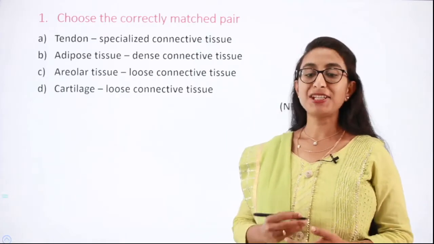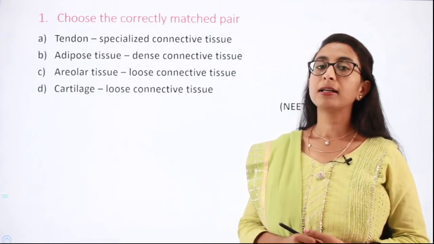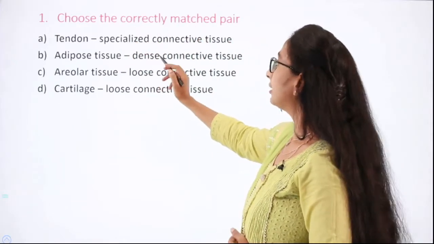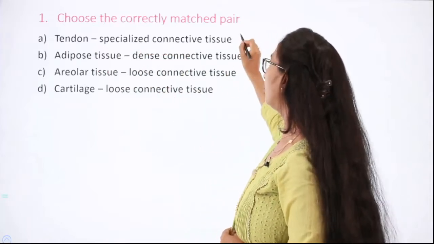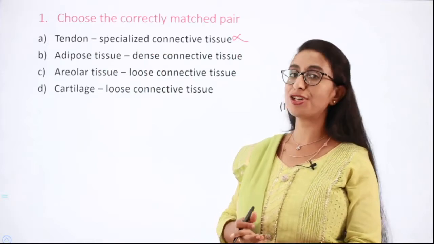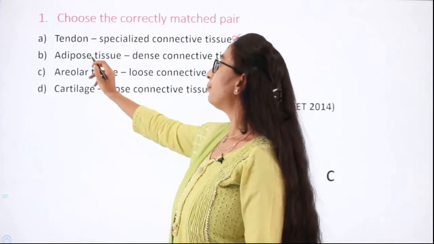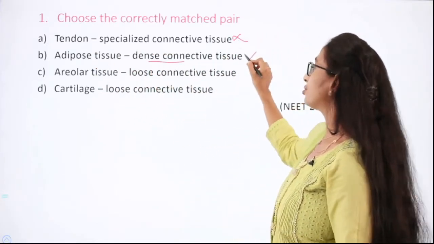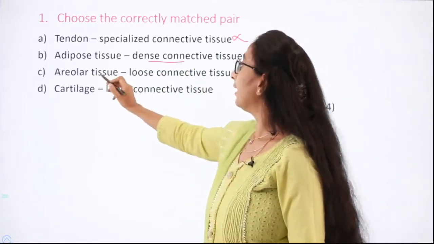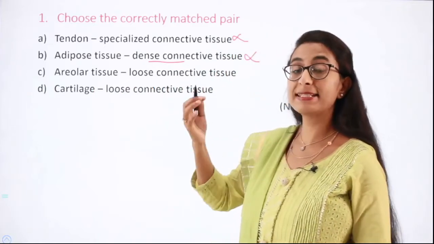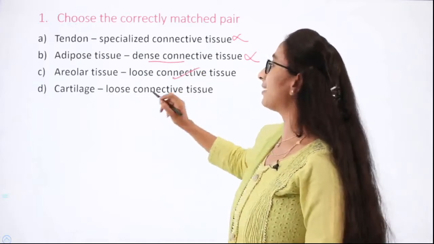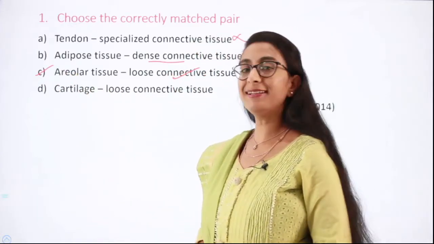Choose the correctly matched pair. They are asking us to choose the correct pair. So, tendon is a specialized connective tissue? No. What are the specialized connective tissues? Cartilage, bone and blood are the specialized connective tissues. Then, adipose tissue is a dense connective tissue. This is also wrong because adipose tissue is a loose connective tissue. Then, areolar tissue is a loose connective tissue? Yes, areolar and adipose tissue both are loose connective tissues. So, this is the right answer. C is the right answer option.